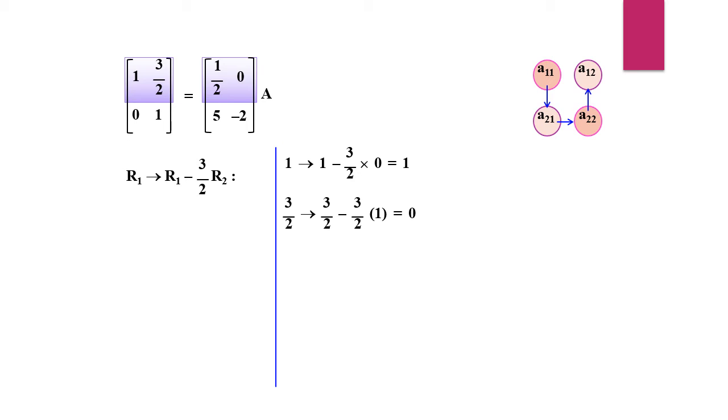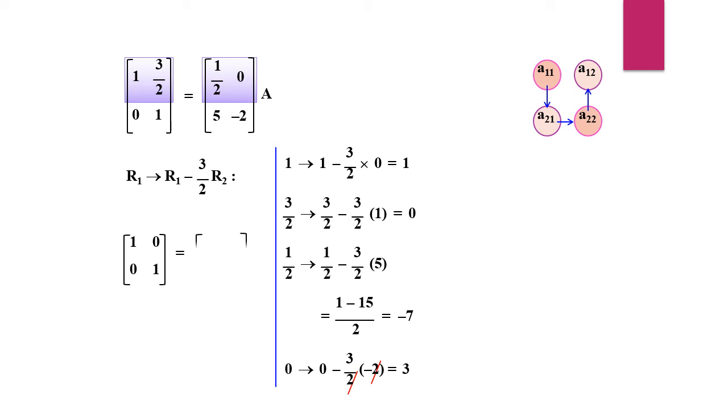Next, the second element of R1 is 3 by 2 minus 3 by 2 into the second element of R2, that is 1. We get the answer as 0. Next, similarly, we need to apply the properties on the elements of the identity matrix on the RHS. So 1 by 2 is the first element, minus 3 by 2 into 5, we get minus 7. And then the last element, 0 minus 3 by 2 into minus 2, which is equal to 3. So the new elements of R1 are of the form 1 0 minus 7 3.